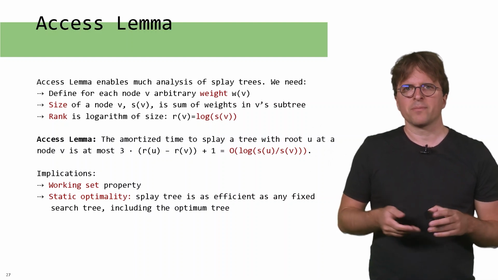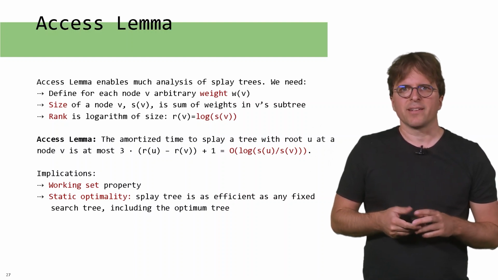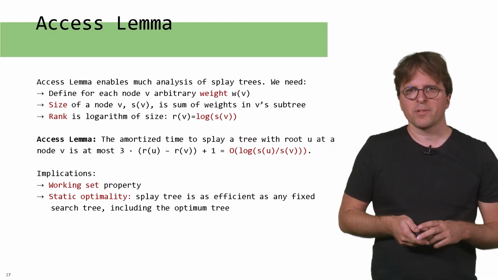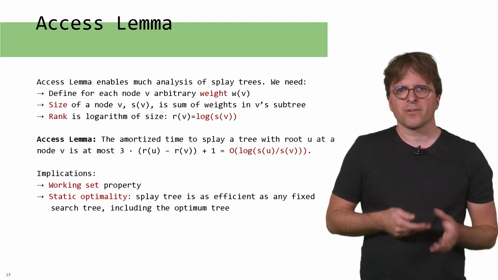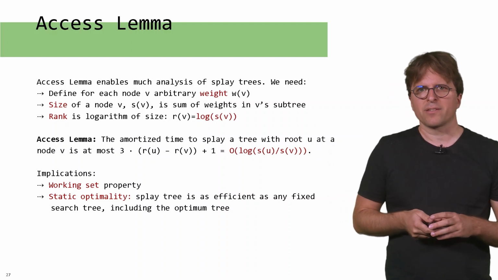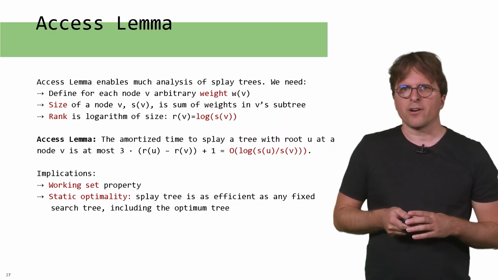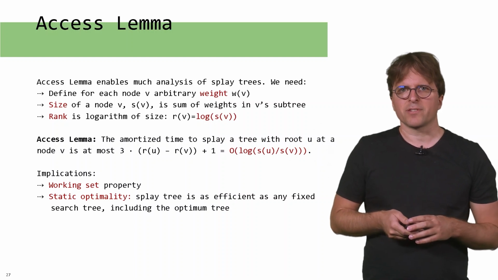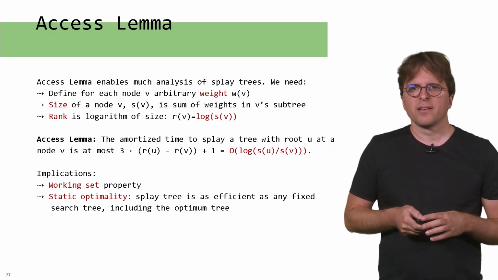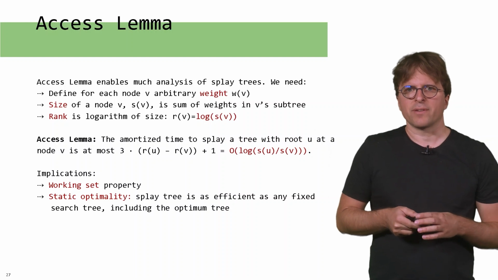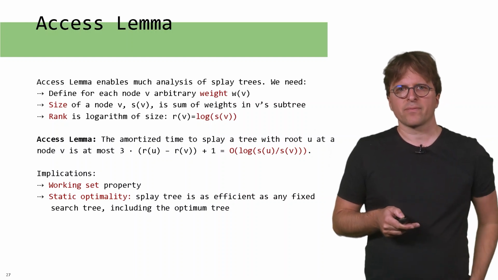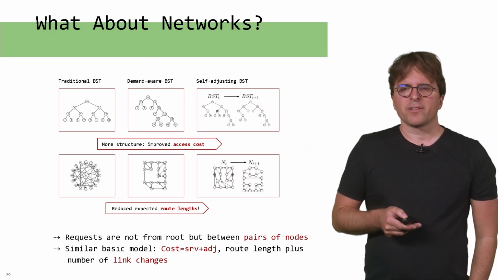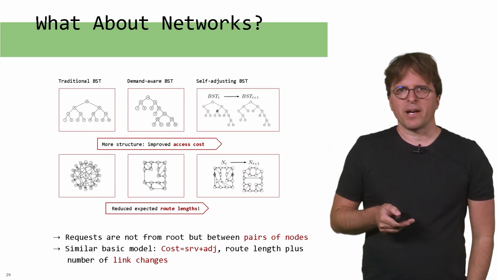So remember from the earlier lecture that static optimality always compares an online algorithm to a static optimal solution. So we can actually show that the splay trees are statically optimal. Actually, we still don't know about dynamic optimality for the splay tree. So this is one of the very interesting open questions in theoretical computer science. Okay, so that was about self-adjusting binary search trees.